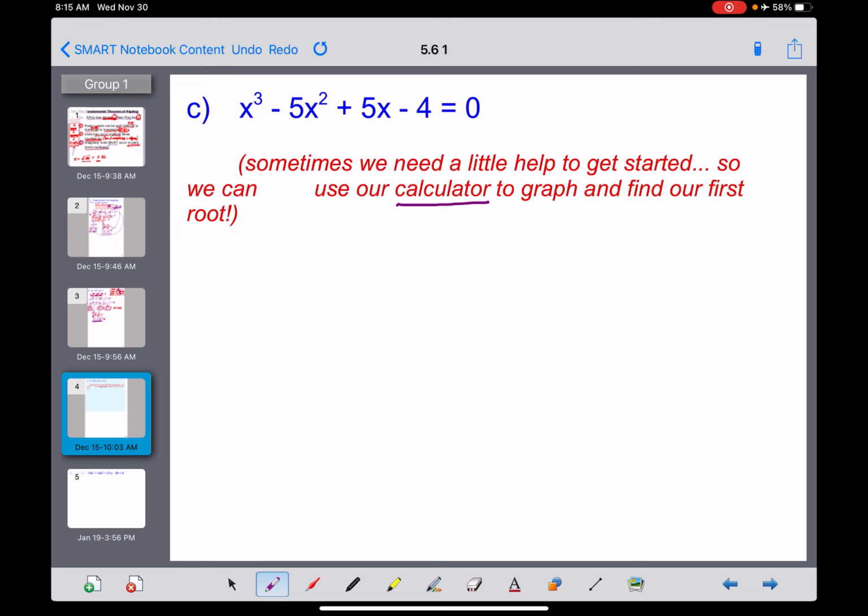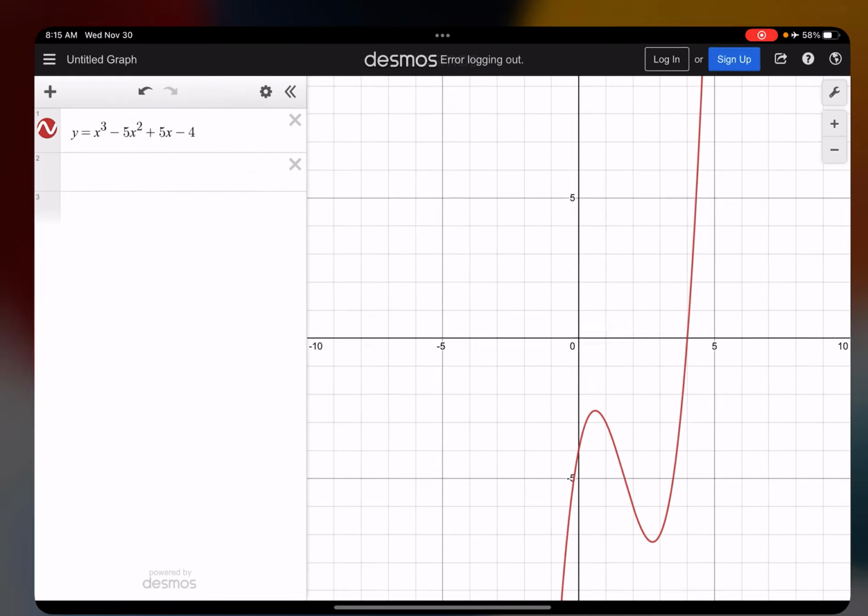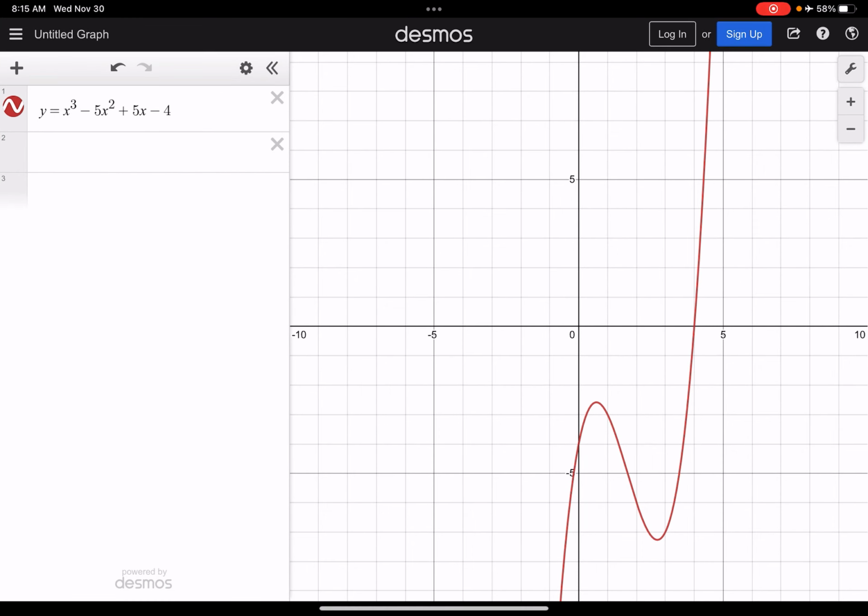So, for you guys, you're going to go to your TI-84. Unfortunately, I'm on my iPad. I don't have a TI-84. I have Desmos. So here we go, everybody. And you'll notice up in my upper left-hand corner of my screen, I've already typed this function in for you: y is equal to x cubed minus 5x squared plus 5x minus 4. And I hit enter, and it graphed, and it looked like this.